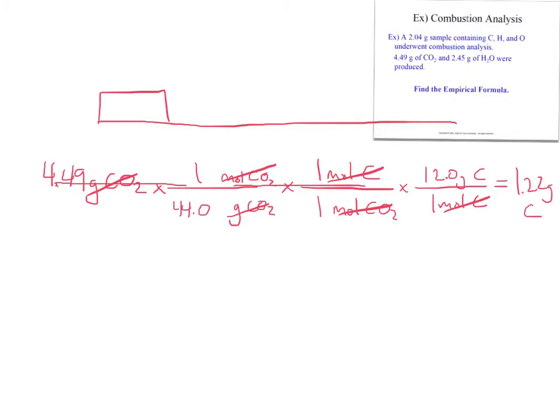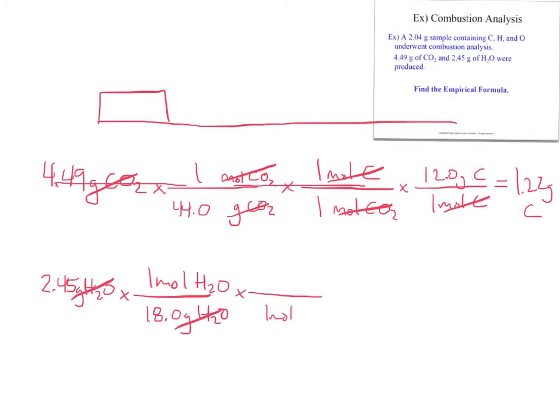Okay, so we've just taken our amount of carbon dioxide and converted it into grams of carbon. Let's do the same thing with the water, and what do we use water to find? We use it to find our hydrogen. So let's figure out how many grams of hydrogen there were in our original sample. So we have 2.45 grams of H2O. 1 mole of H2O is 18.0 grams. That cancels out that.